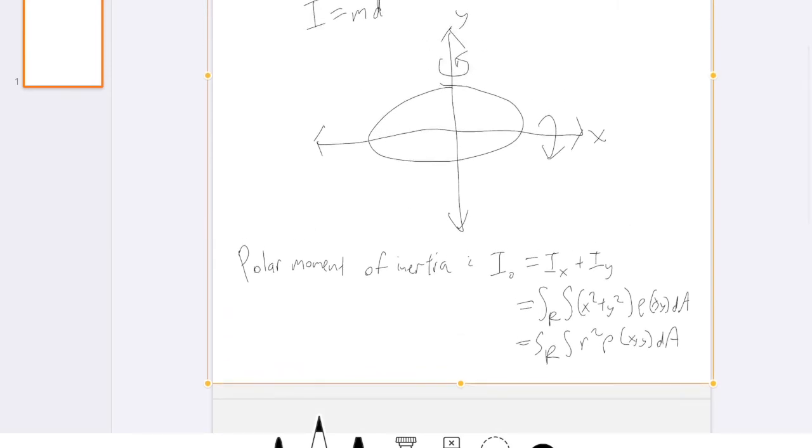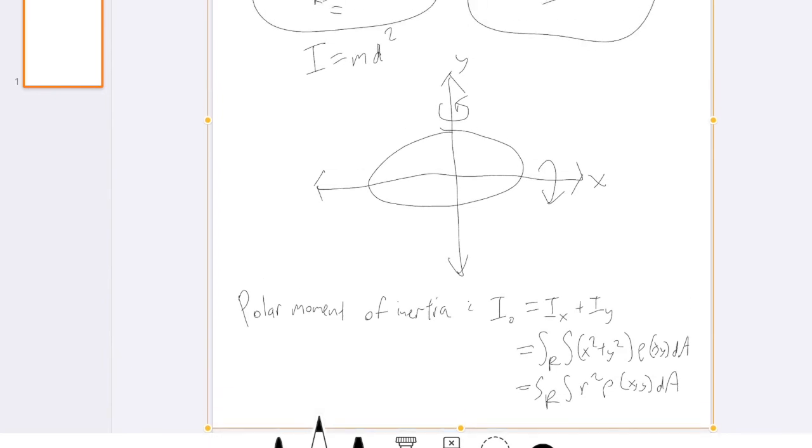So I'm not going to do an example for these simply because it's so similar to finding the moment of mass. It's just y squared instead of y. So I'm sure you'll be able to do it.